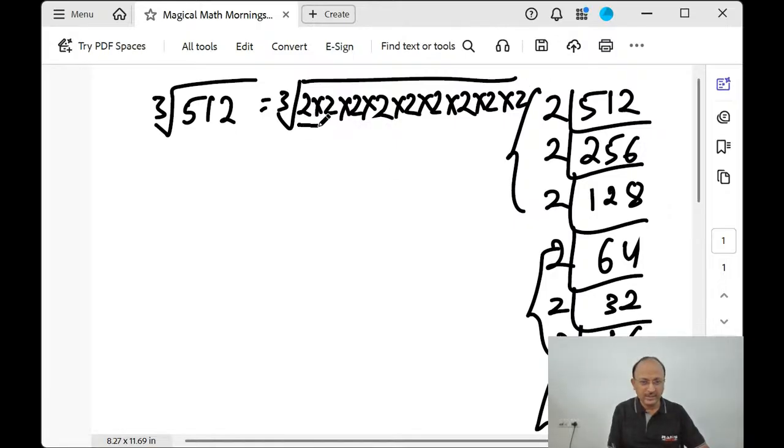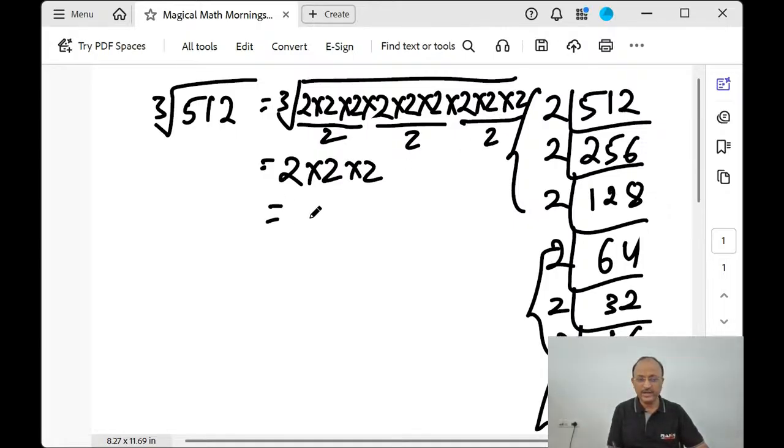What we do is make them into groups of 3, and for each group, because it's a cube root, if a number is multiplied 3 times, its cube root will be 1 time. So for these three twos, I take one outside. For these three twos, I take one outside. When we multiply these, we get 8. The cube root of 512 was 8. This was the methodology we followed.